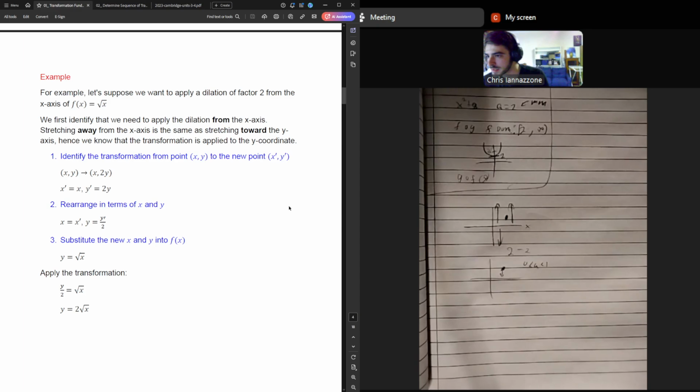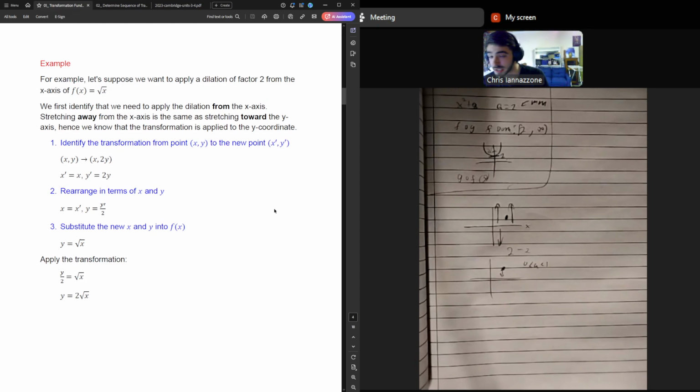Okay, that's that. Now we look at how this applies to an actual function. So let's say we have the graph of root x, and we want to do a dilation factor of 2 from the x. Well, for that, we've got to identify, firstly, what is the transformation? Well, dilation factor of 2 from the x means that it affects the y, right? It's going along the y-axis, or in that direction. And since our dilation factor is 2, we're multiplying by 2.